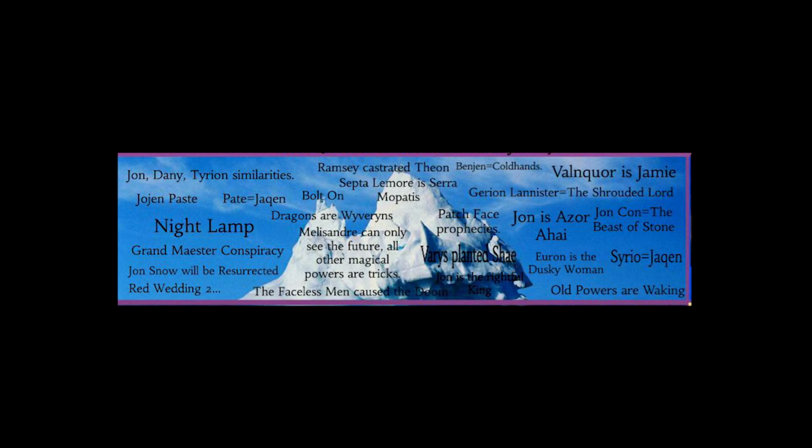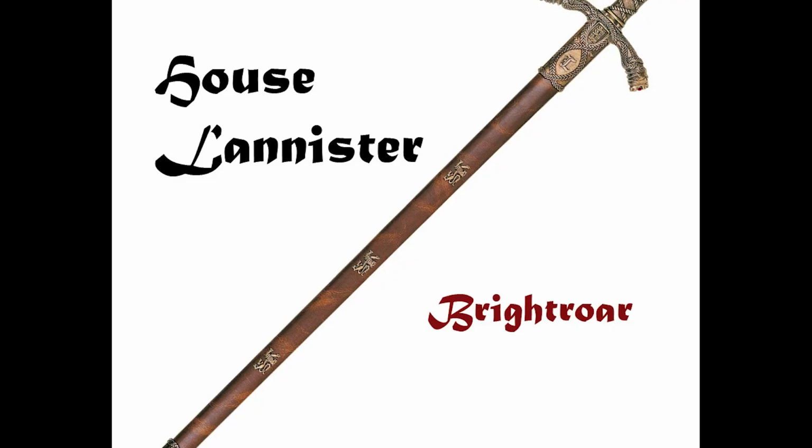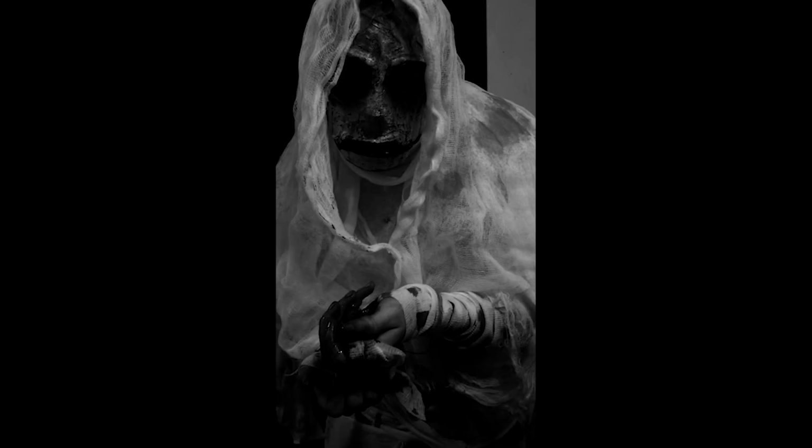Gerion Lannister is the Shrouded Lord. So the Shrouded Lord is a mythical figure in Essos that bestows the Grey Kiss, that gives greyscale to his victims. And a lot of people think that it could be Gerion Lannister this whole time. Gerion Lannister was actually the youngest brother of Tywin, who probably in his early 20s went off to Essos to find the Lannister Valyrian sword Brightroar, and he never came back. So a lot of people think that he ended up in Essos and he got greyscale, and he just kind of is one of the greyscale warriors now.